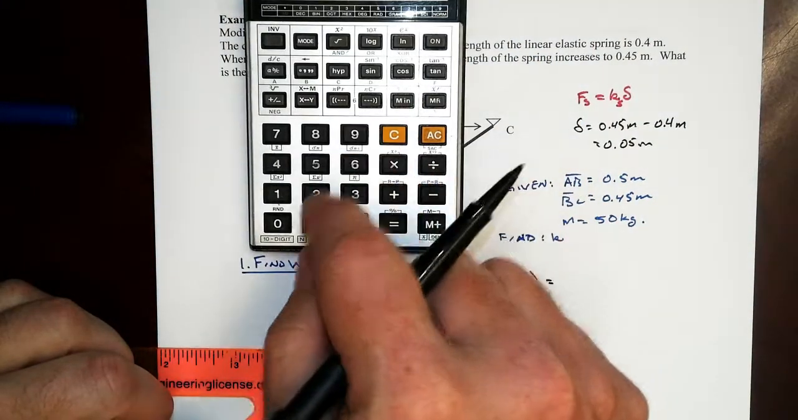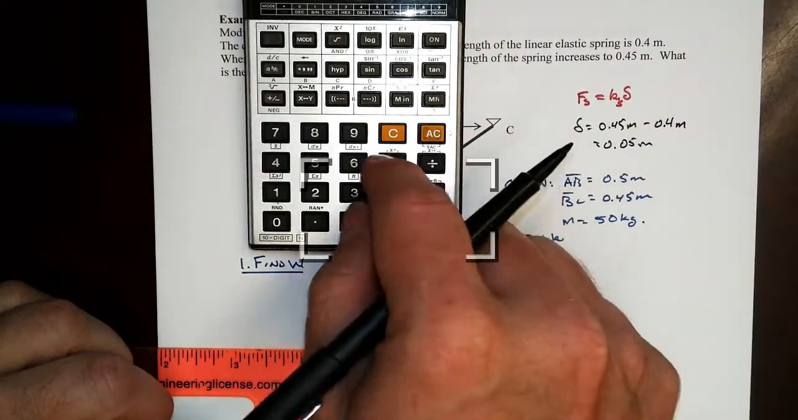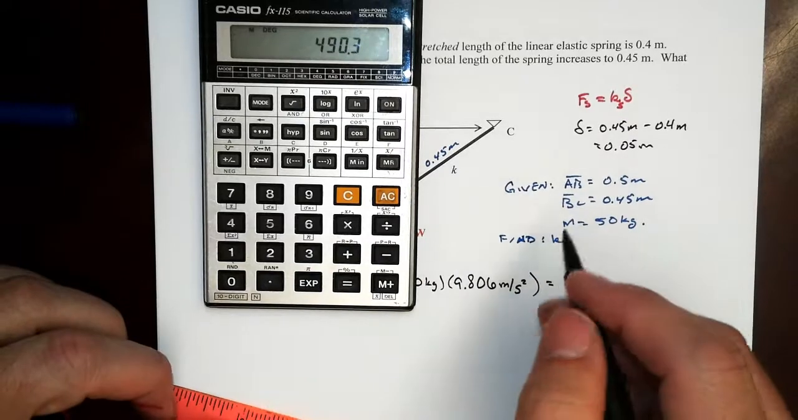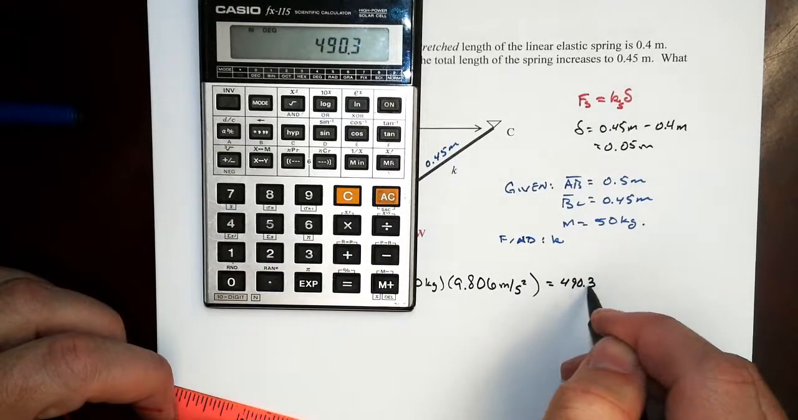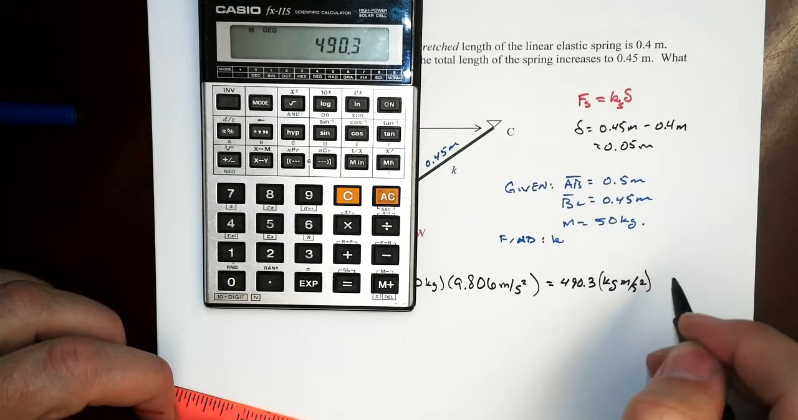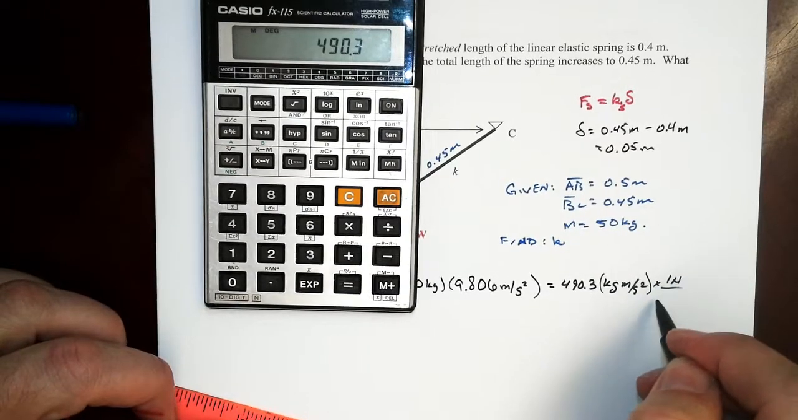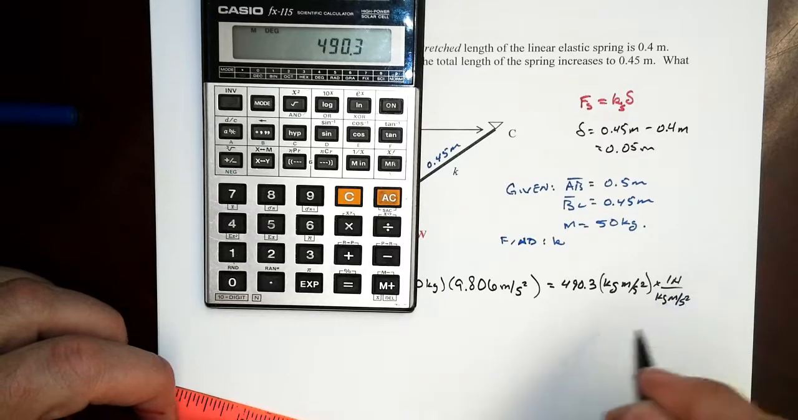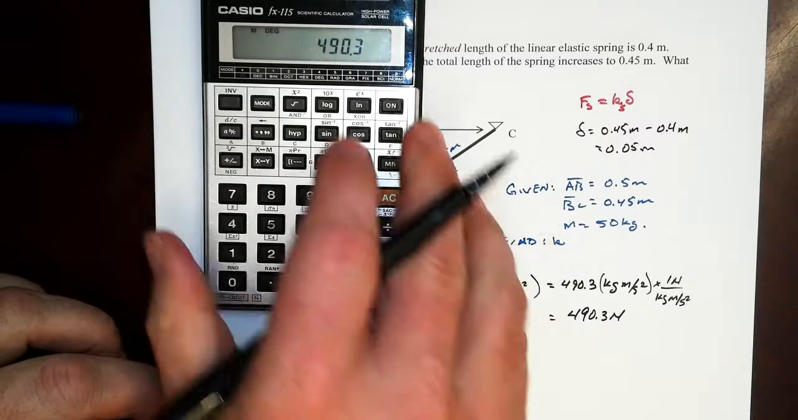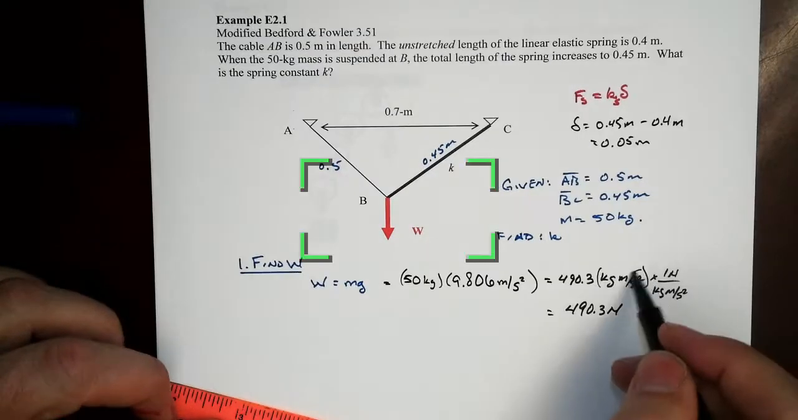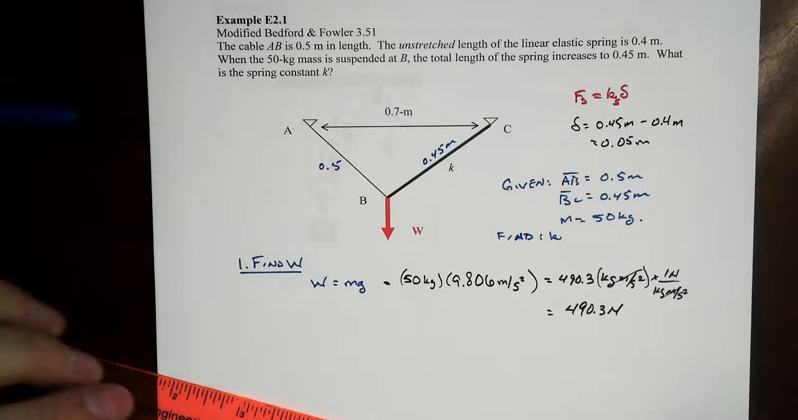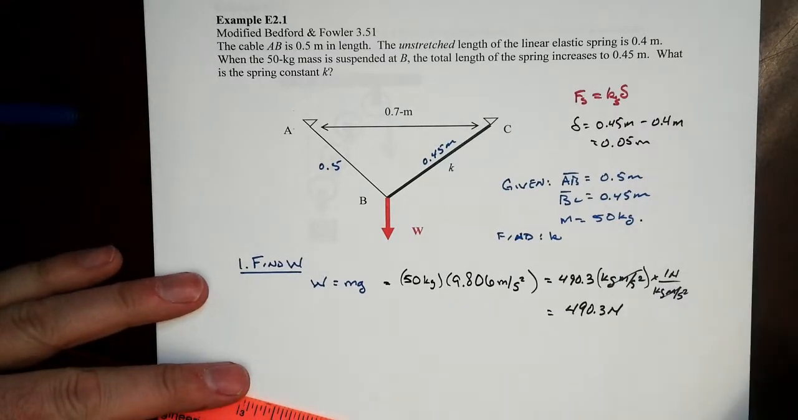We'll go ahead and use 9.806 because I've already got it written out, times 50, and that's 490.3 kilogram meter per second squared. And of course that's the definition of a Newton, and so that will be 490.3 newtons after we cancel out the units. Right, so that will give us then the applied force to the system.